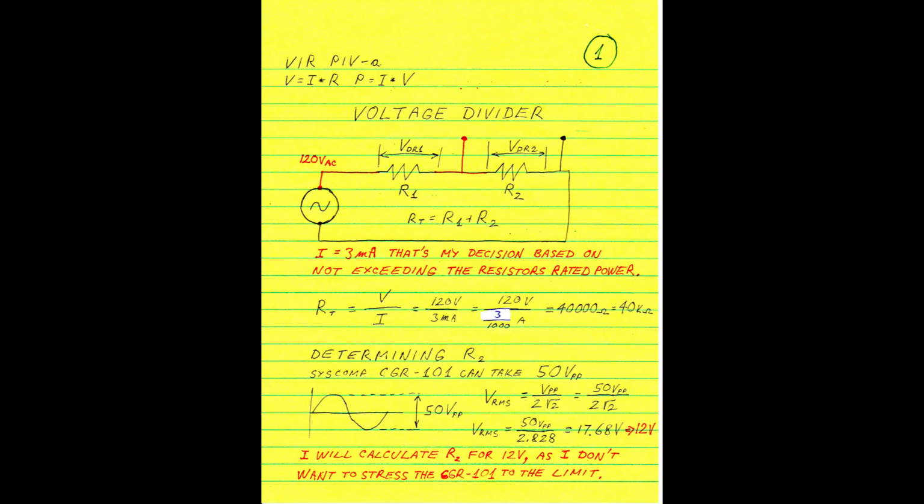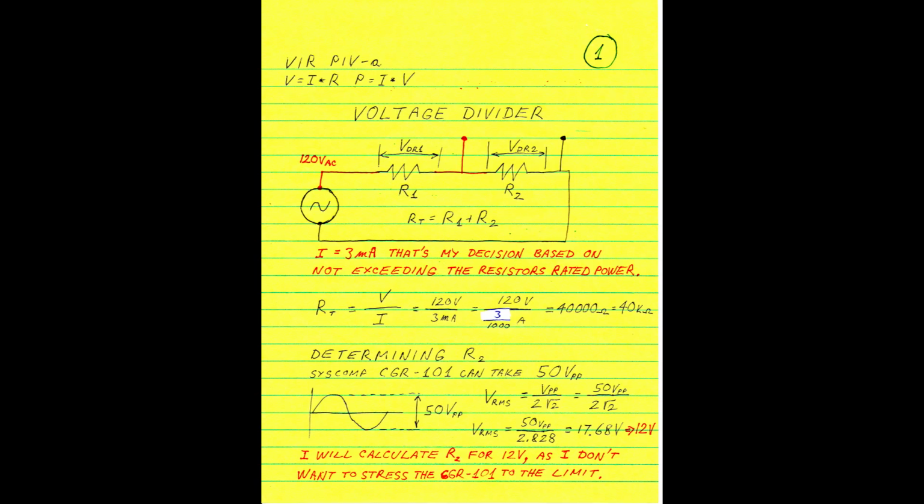Voltage divider. We have an AC source of 120 volts AC and resistors R1 and R2 with voltage drops over the resistors VDR1 and VDR2. R total equal R1 plus R2. I equal 3 milliamps. That's my decision based on not exceeding the resistor's rated power.